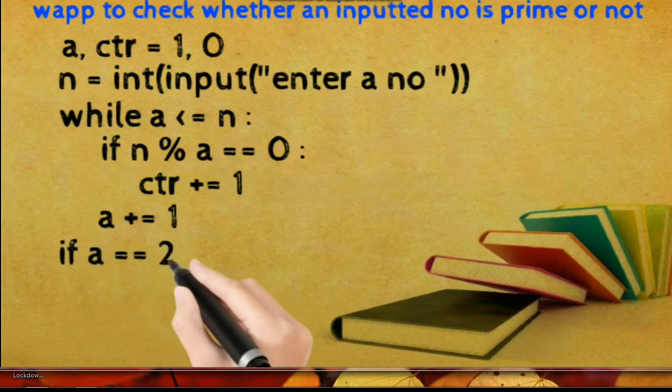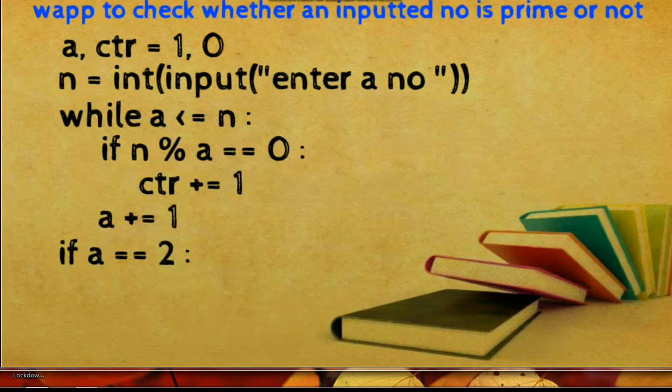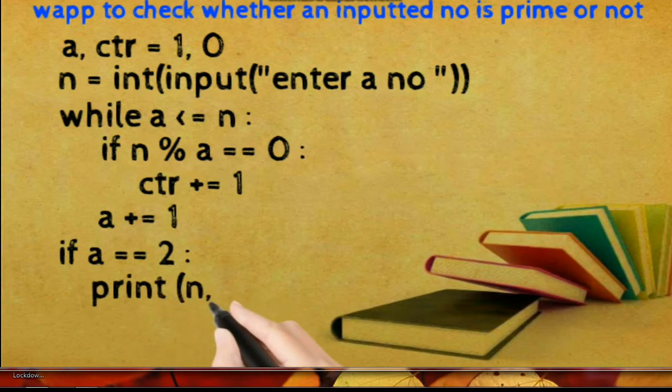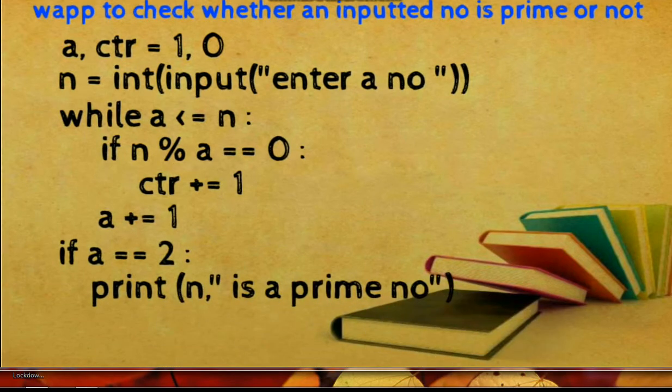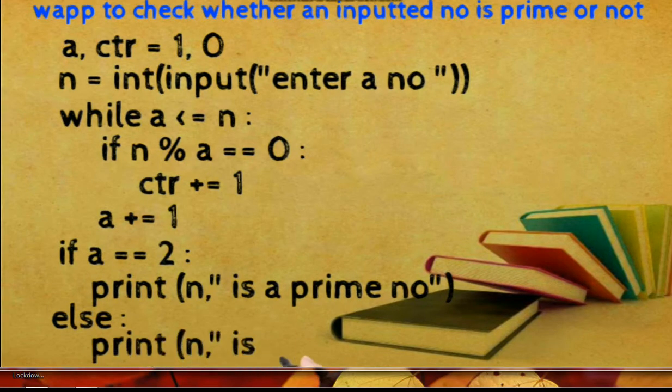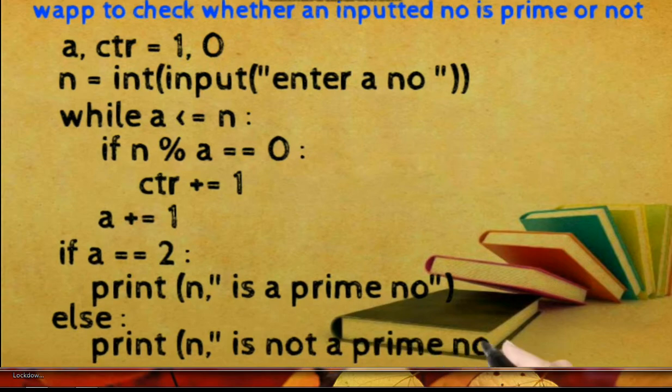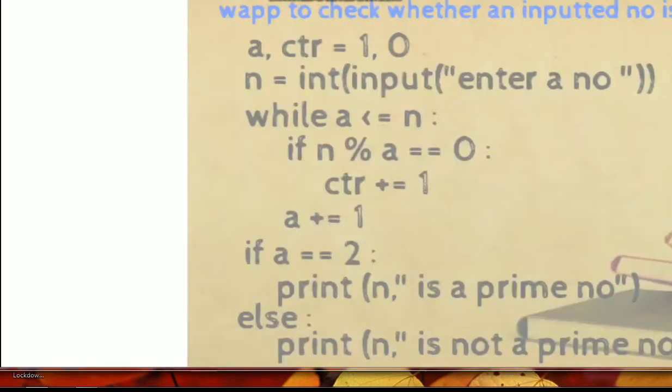At last we need to check if the ctr equal to 2, by mistake I wrote a equal to 2, then it's a prime number, otherwise, else, it's not a prime number. So in the if statement it will be if ctr equal to 2, that is by mistake written a equal to 2. So if it is divisible only twice, then it's prime, otherwise it is not a prime number.